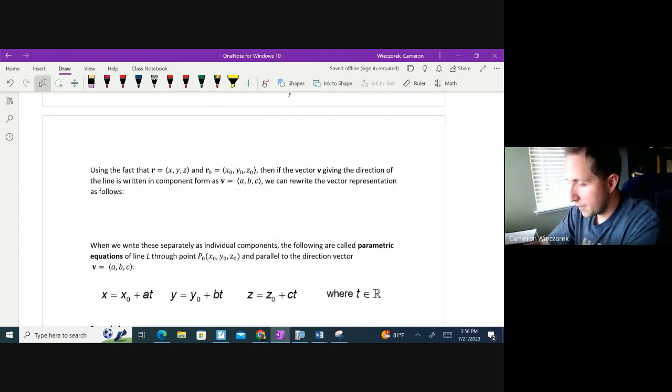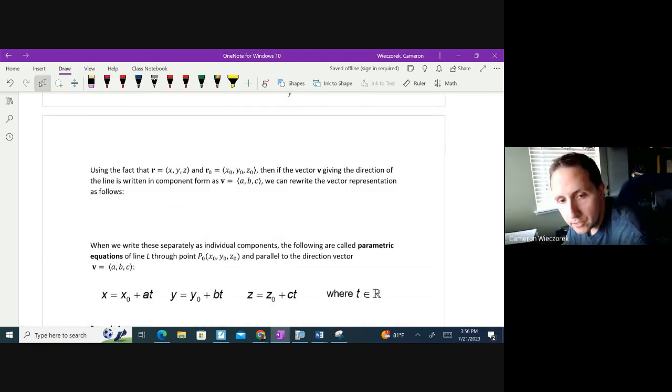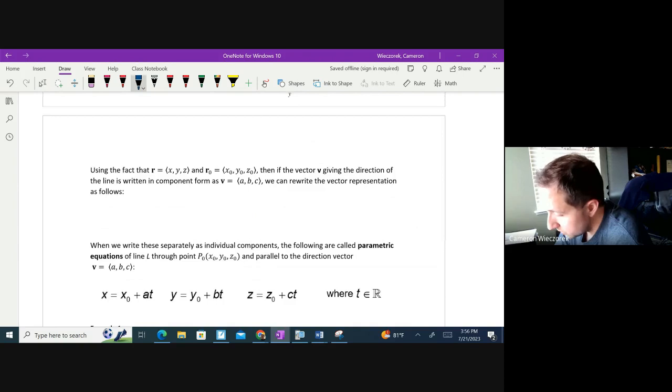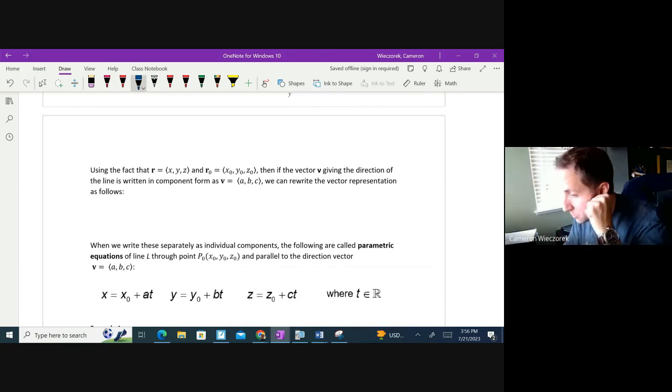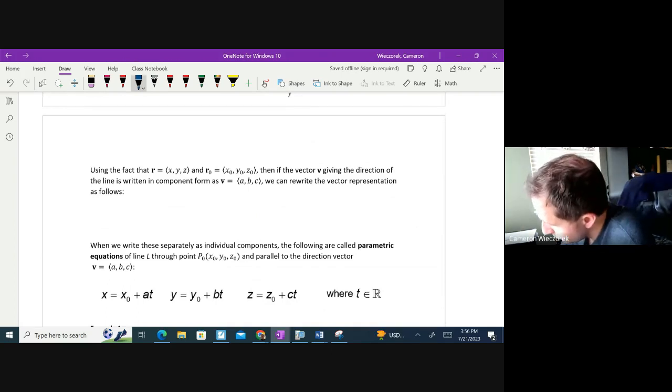Okay, so what we really want to be able to end up doing is, given a specific point on the line and given a direction vector, we want to be able to write that equation. Well, let's use the fact that r is equal to vector x, y, z, and r sub 0 is equal to vector x naught, y naught, z naught. Then if the vector v that gives the direction of the line is written in component form as a, b, and c, where a, b, and c are real numbers, then we can rewrite the vector representation as follows.